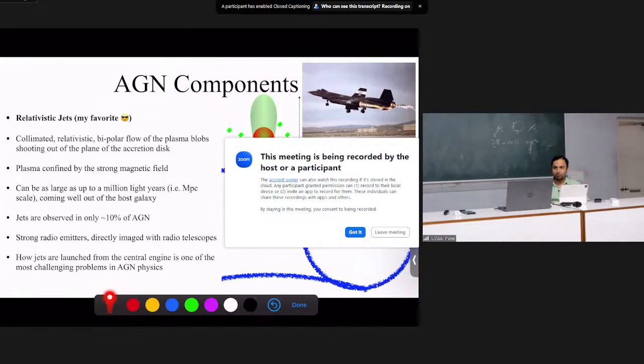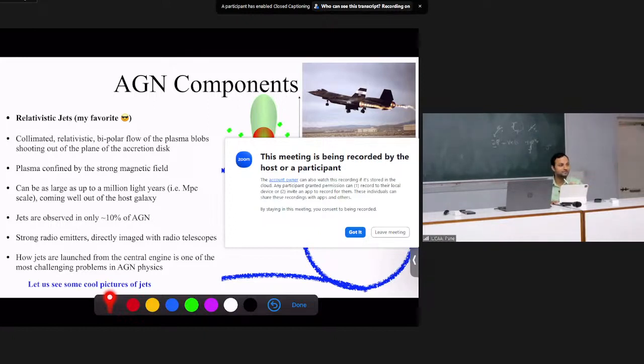Okay, so this we understood. But we know that these jets are launched in the very central region of the galaxy. So this means it has something to do with the black hole and the accretion disk and their interplay. Okay, but observationally we do not yet know what triggers the launching of these jets.